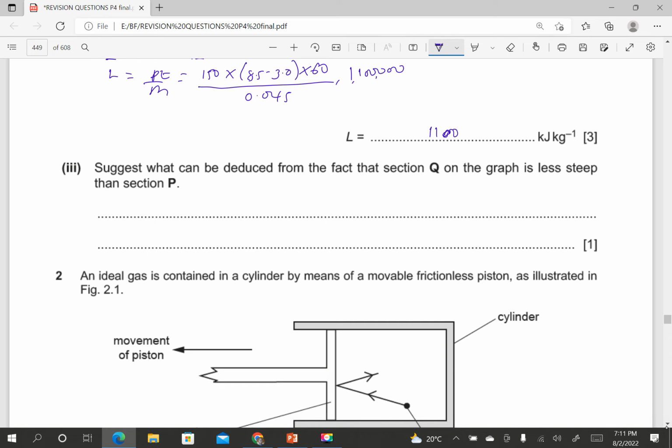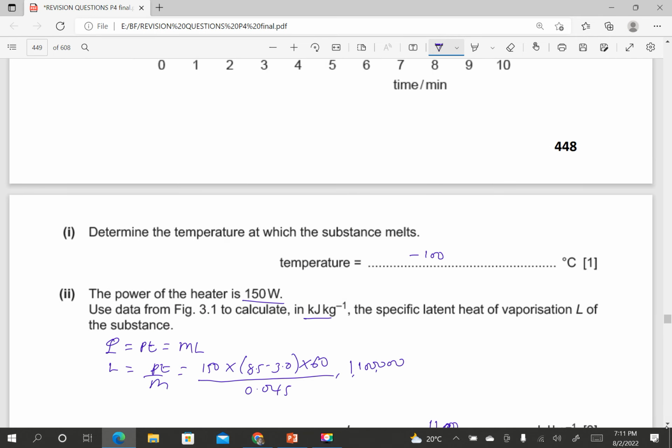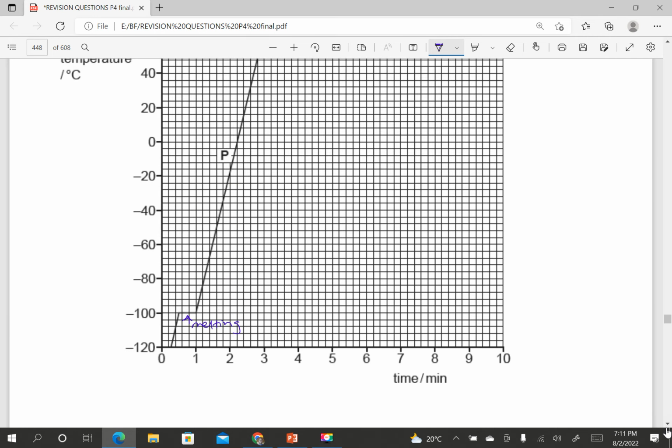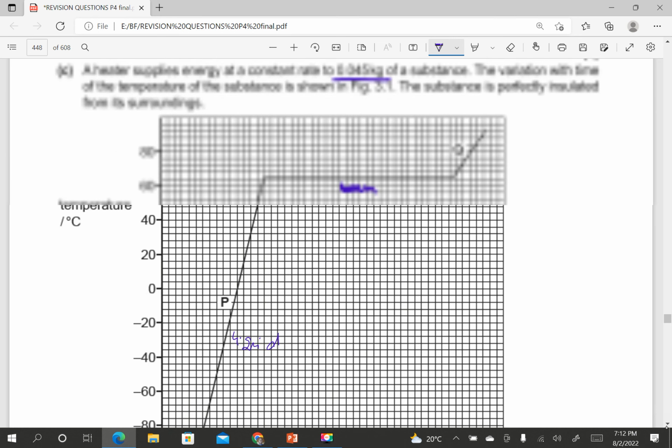Then suggest what can be deduced from the fact that section Q on the graph is less steep than section P. Remember now section Q is already gas. Section P is already liquid. So this is a liquid. This part was solid. This part was liquid. And the last section, this is gas.